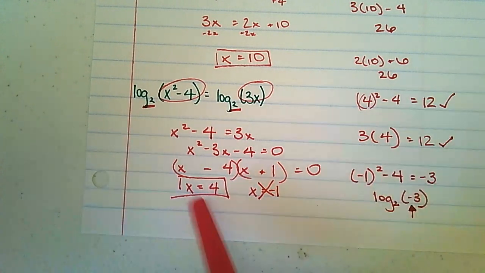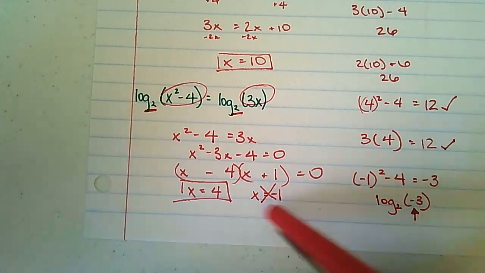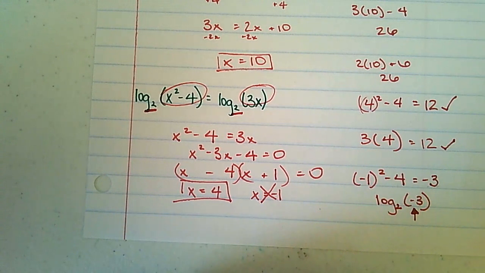Okay, so this one actually only has one solution. It only has 4 as a solution. Negative 1 didn't work because it didn't give us a positive argument.